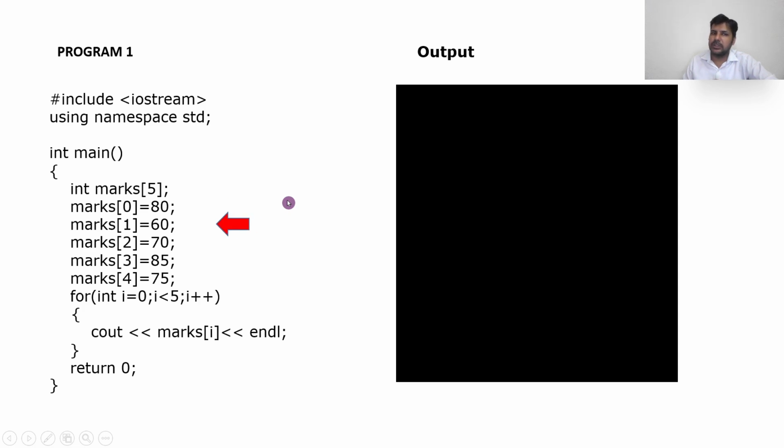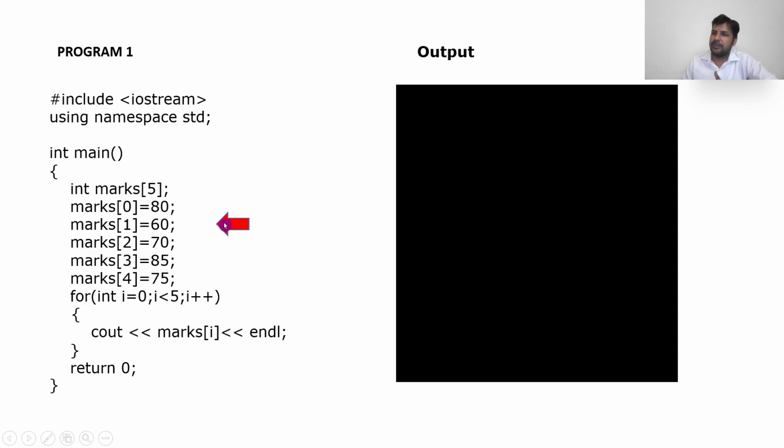Now let us see a small program. I've taken the same example we have just seen, marks[0] to marks[4]. I can print the same way, cout marks[0], cout marks[1], but why should I write it 5 times? Instead of that, I have used a loop. I started with i equal to 0 and kept a condition i less than 5. That means it should stop at 4.